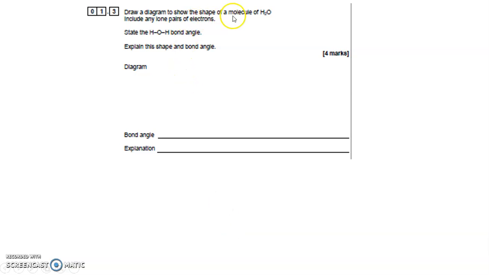Draw a diagram to show the shape of a molecule of H2O. Well, O has got 6 electrons in its outer shell, 2 bonding pairs and 2 lone pairs therefore. So the 2 lone pairs can be shown like that. You can also show them as sort of pear-shaped bulbs if you want to as well. But the 2 lone pairs repel to the greatest extent, and the lone pair to the bonding pair to the next greatest extent, and then the least repulsion is between the 2 bonding pairs.